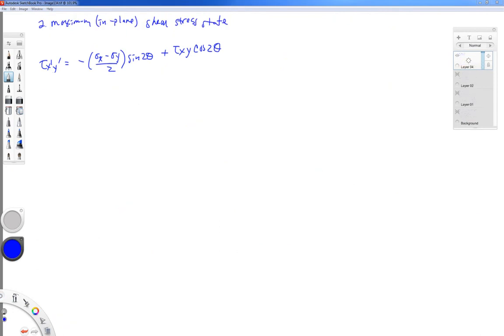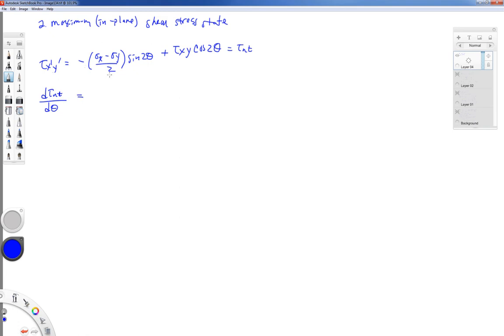All right, so let's look at our maximum in-plane shearing stress state. We're going to start with our equation tau x prime y prime, or tau nt, is equal to minus sigma x minus sigma y over 2 sine 2 theta plus tau xy cosine 2 theta. And we go through and do the same kind of steps that we did for sigma x prime to maximize it. What we're going to do then is, let's label this as tau nt. We're going to take the derivative of this tau nt with respect to theta and set it equal to 0.